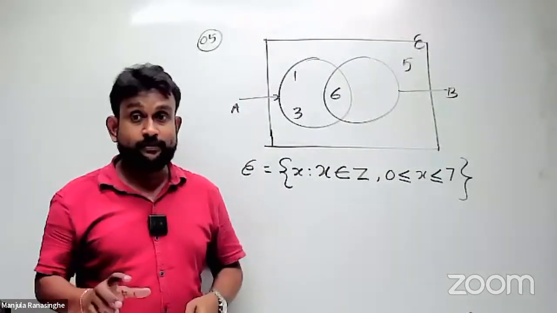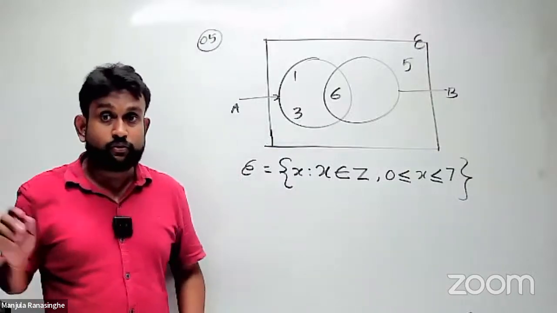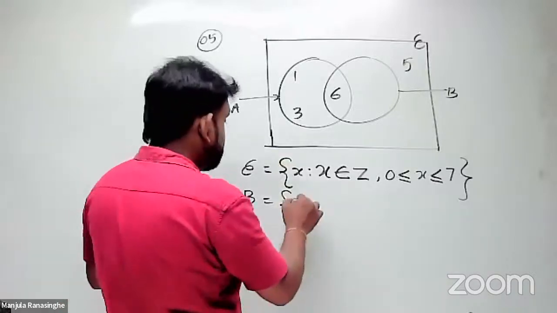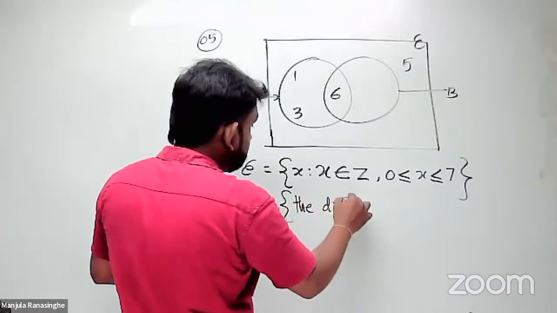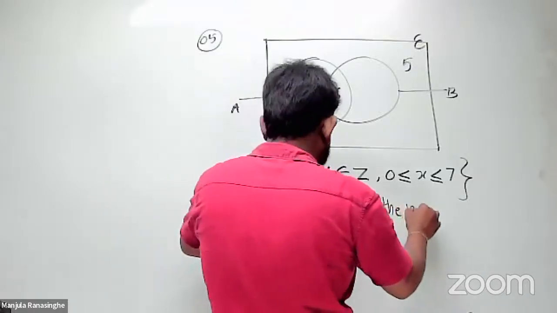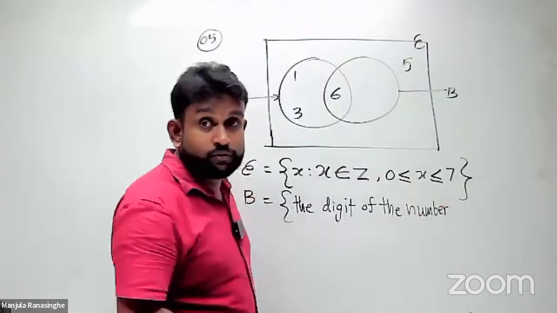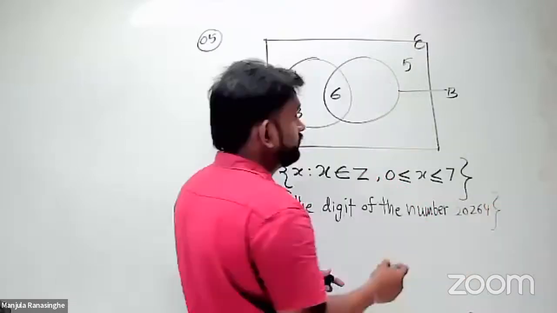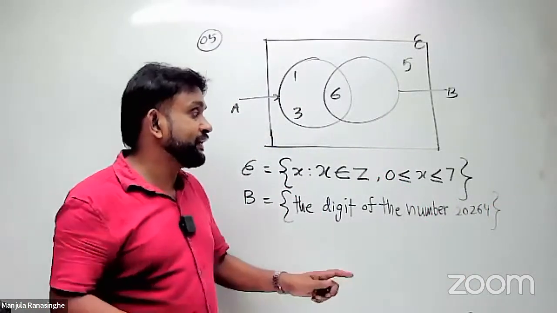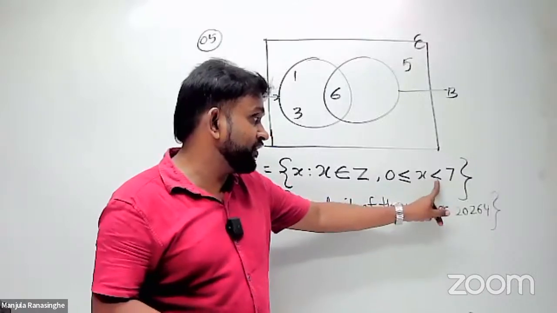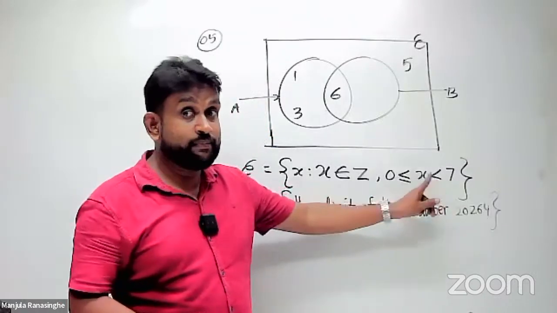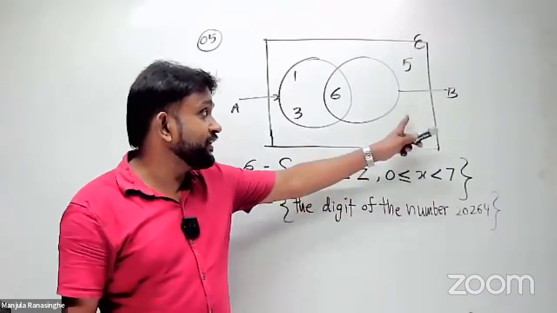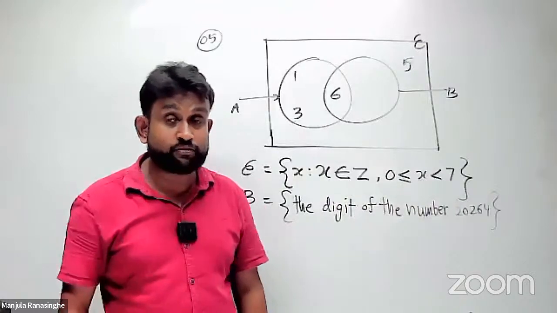Okay, because otherwise the question would be incorrect. So now B equals the digits of the number 20,264. It is fine that 7 is not equal there, it will not be an obstacle. This is fine, but 0 must be included here. Make it like this, because even without the data 7, we can solve this question.